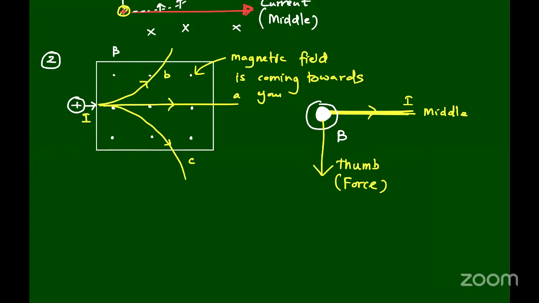Which means once the particle has entered the magnetic field, right? Once the particle has entered the magnetic field, there will be a small force acting downwards like this, making the path a curved one. So therefore, it will be following the path C, right?